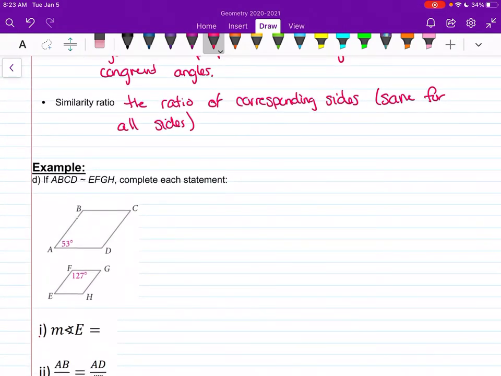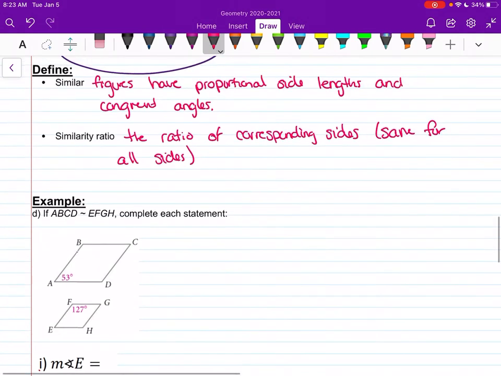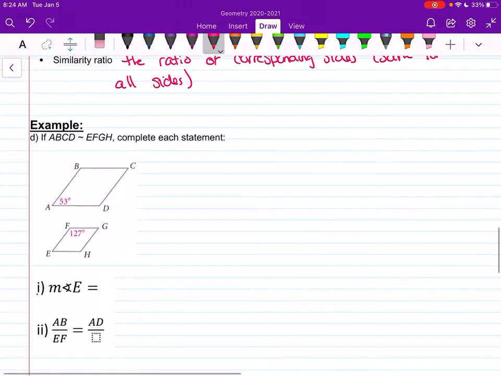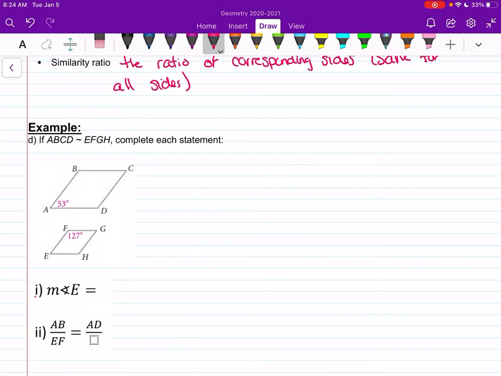So if quadrilateral ABCD is similar, so this is our symbol for similar. Our symbol is like the top part of the congruent symbol. It's just a little squiggle. So ABCD is similar to EFGH. Complete each statement. Our first statement is the measure of angle E. Well, I know this angle has to be corresponding to this angle, and they have to be congruent. Similar figures have congruent angles. So that would be 53 degrees. Next one, AB is to EF, as AD is to, well, that would be EH.